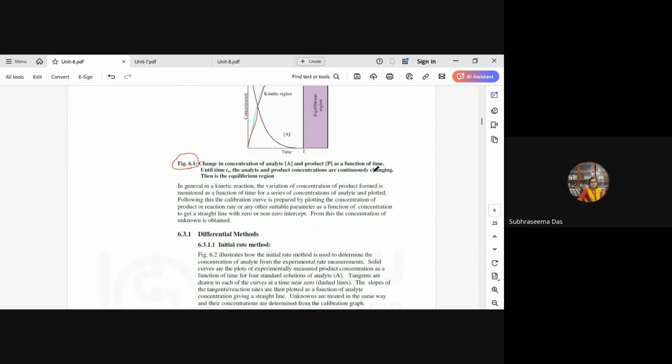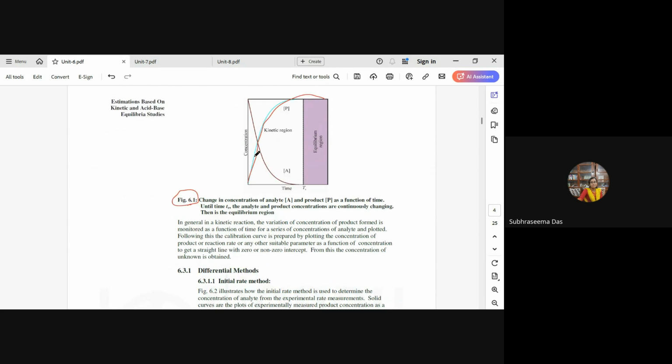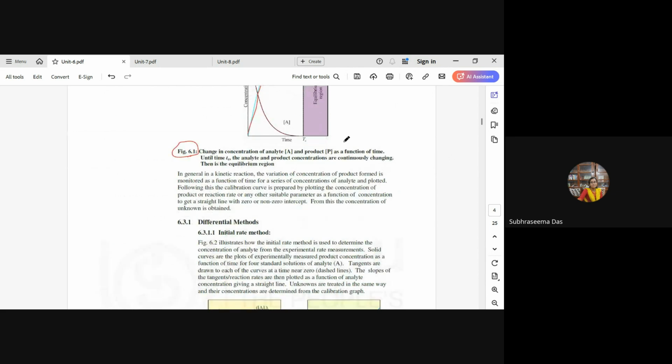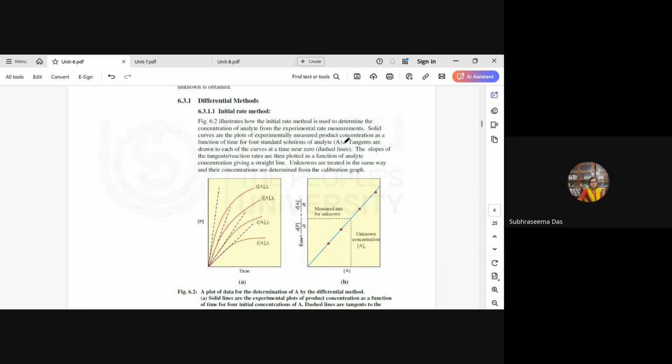In general, from this plot of a kinetic reaction, we can find out the concentration of the reactant at a particular time from this curve, and this is how we know the concentration of the unknown at a given point. So this is one of the simplest kinetic plots that we come across. Now coming to the calculation of kinetics, we just studied that one is the differential method and one is the integral method. So let us understand what the differential method is.